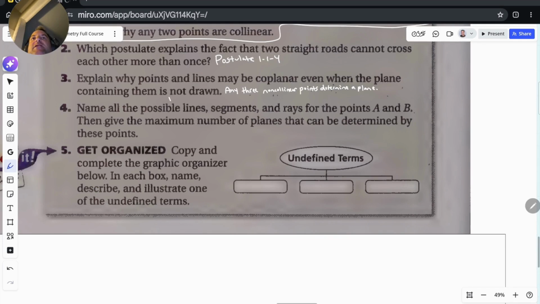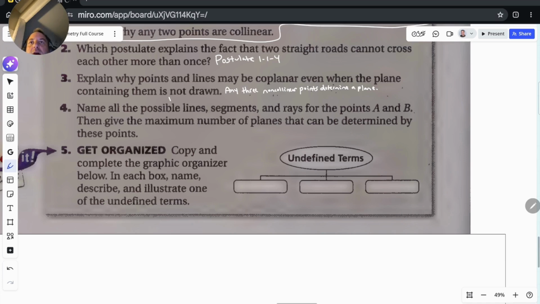Number 4, name all the possible line segments and rays for the points A and B, then give the maximum number of planes that can be determined by these points. So with just 2 points, A and B, we have one line through A and B, but we can call it line AB or line BA, right? There's one segment called segment AB or segment BA, and there are 2 rays, ray AB and ray BA. So the number of planes determined by only 2 points is 0.